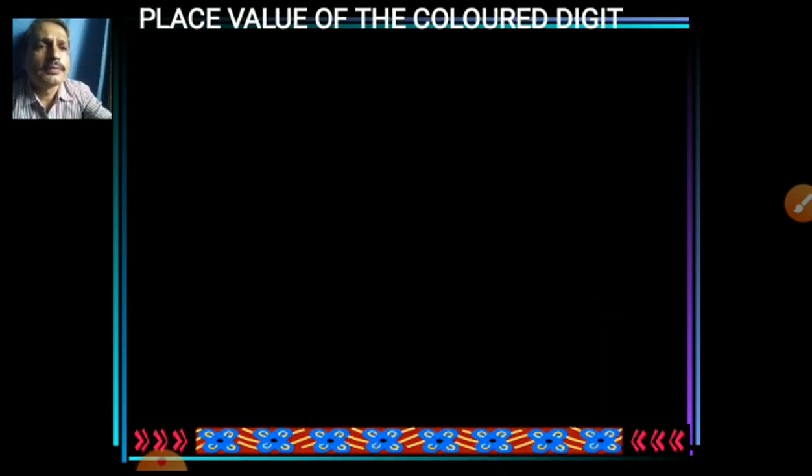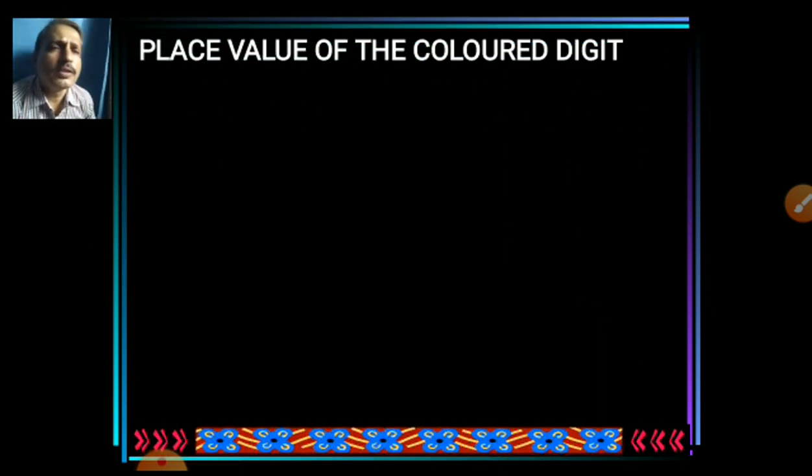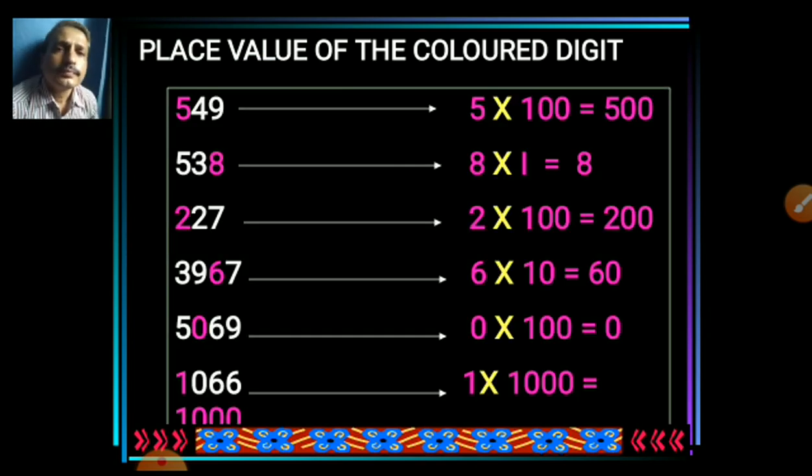Now look at here. One more time. Place value of the colored digit. Yes, so many questions are there. I will wait for you, try to understand this chart. Very good, very good. You are trying to understand and writing also. See, we can discuss here. First one.